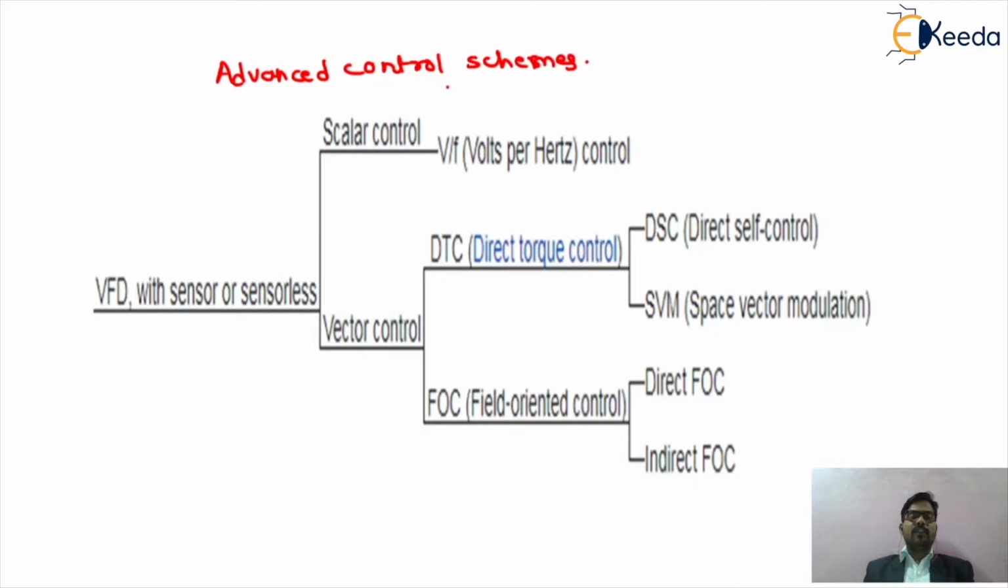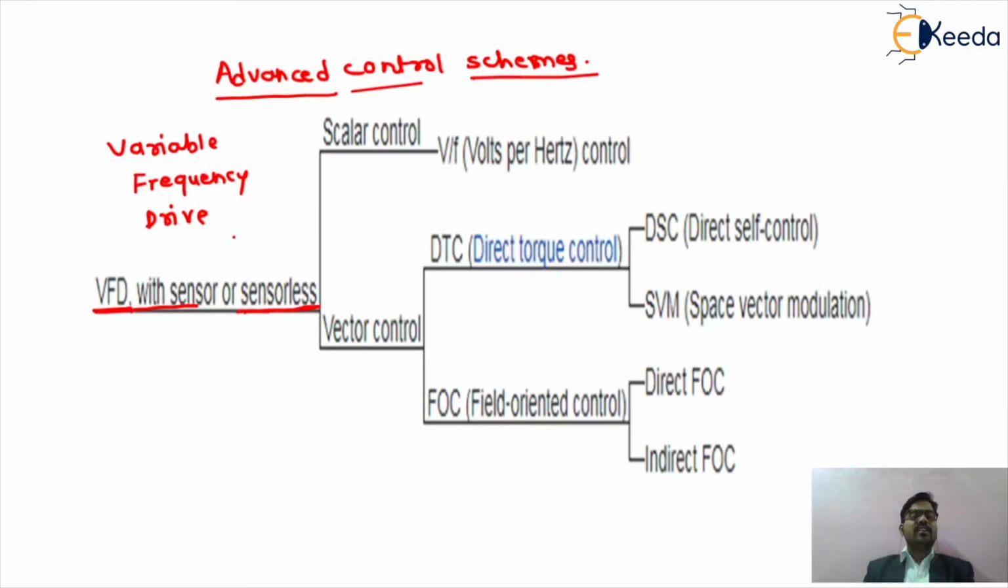For the speed control of the induction motor we obviously use the VFD drive. We call it VFD, a variable frequency drive. For a particular application of speed control of the induction motor, we use some technology with a sensor or without a sensor. We call it sensorless technology for the speed control of the induction motor. Basically, a VFD with sensor and sensorless control is called an advanced control scheme for electrical drives.